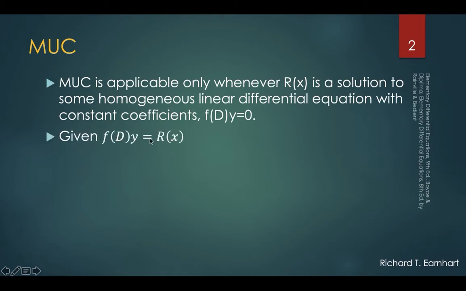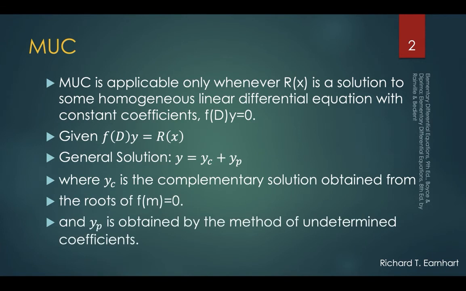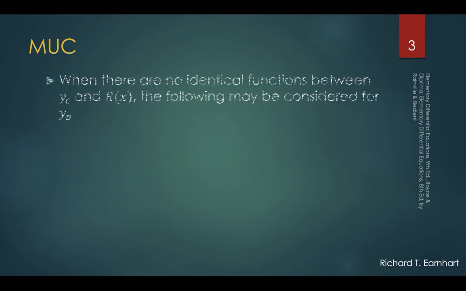So given a non-homogeneous linear equation with constant coefficients, the general solution will always be the sum of the complementary solution and the particular solution. So in this case, we will find y sub p using the method of undetermined coefficients.